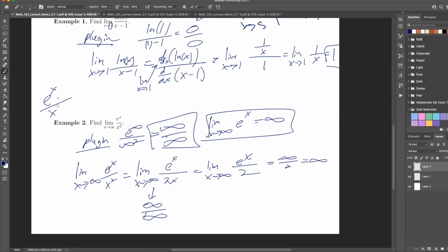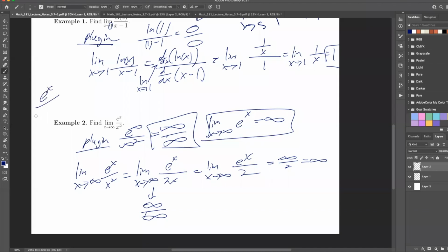But if I had x to the 70th power, I would have to take 70 derivatives, right? Because in order for this to equal a constant, eventually it would equal a constant. So it works out. There's some things that it just doesn't.